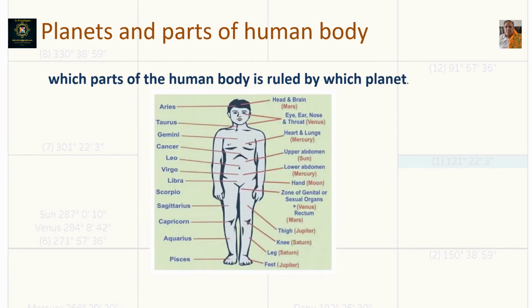The same thing I put in the human picture. You see Mars, the Aries is the head, and you know the Lord is Mars. The Taurus is this area, the eye, the nose and the mouth, and so throat. So that is Venus. Then same way the other things are coming.